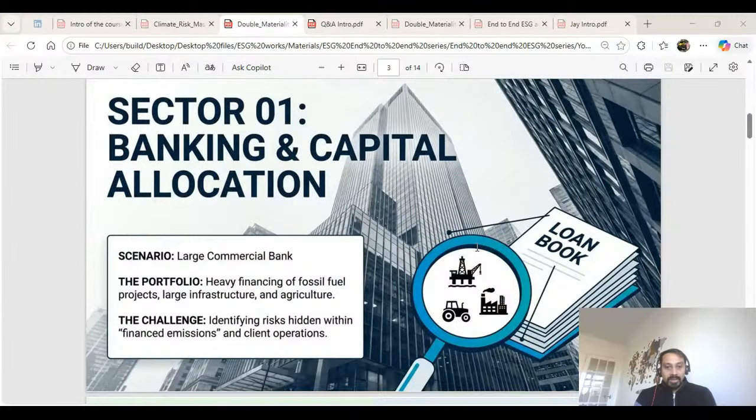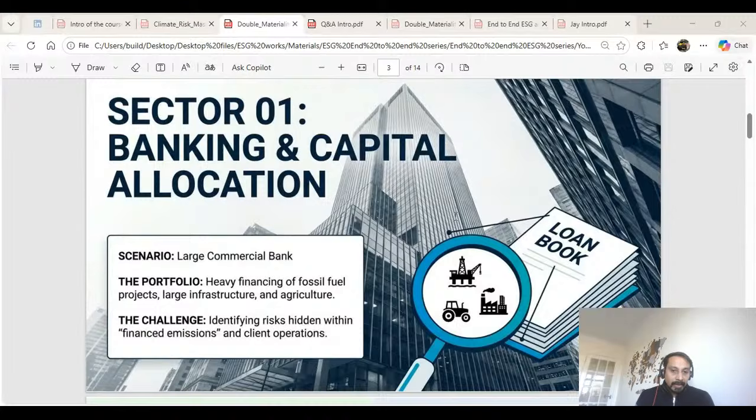So as I mentioned, we will see the banking sector first. The scenario is a large commercial bank, and how double materiality plays out for them to analyze their overall impact. First, the portfolio is very heavy on financing of fossil fuel projects. That also covers large infrastructure and agriculture, where the bank invests or gives loans to particular projects and companies. So the bank finances fossil fuel projects, large infrastructure, and agriculture business; that is the impact side, inside out.